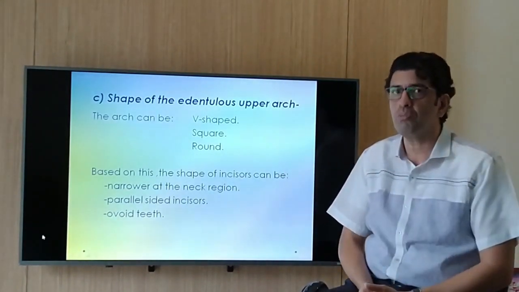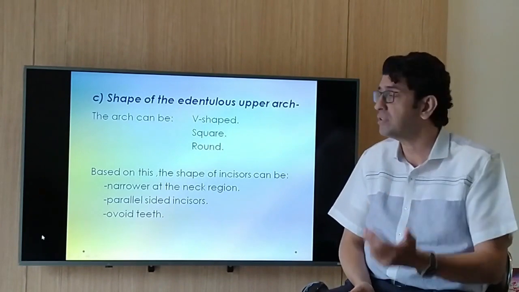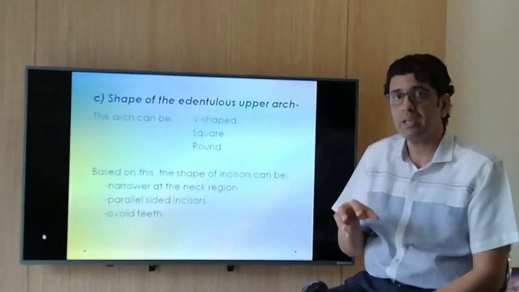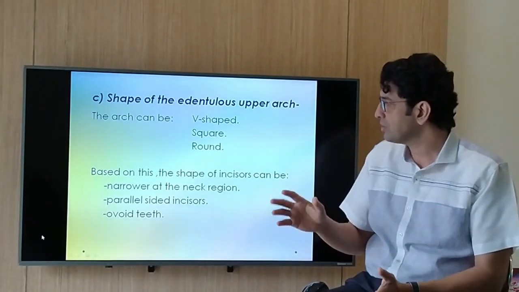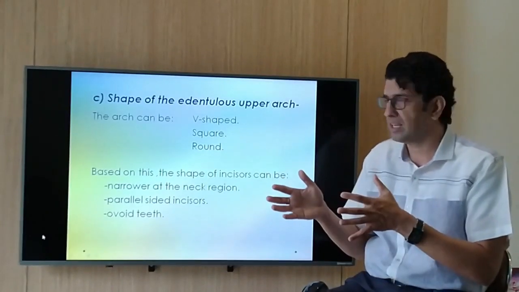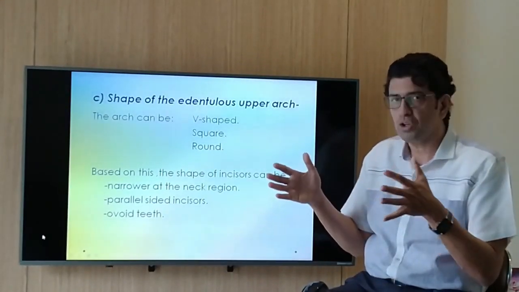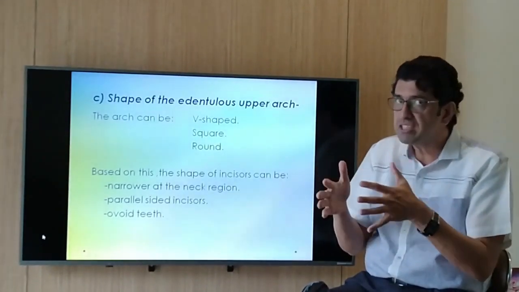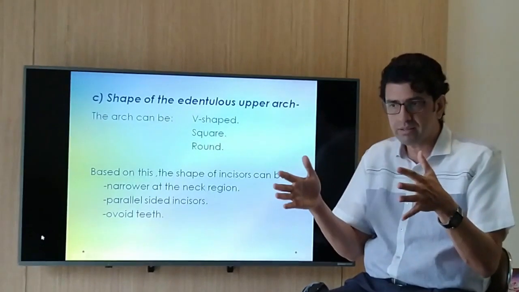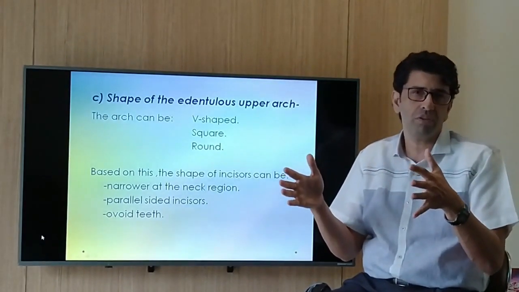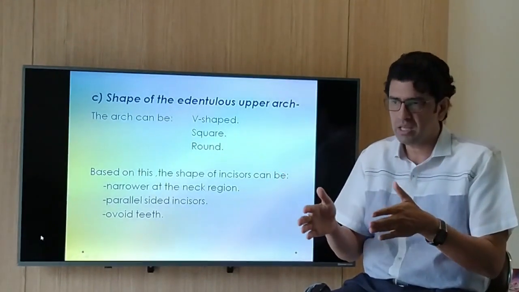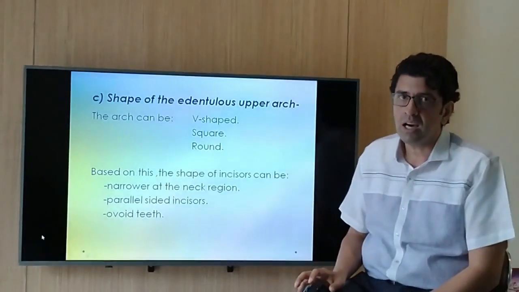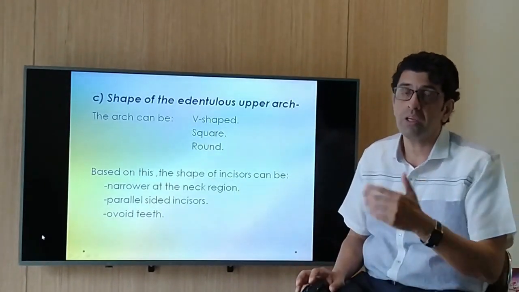The third thing we want to talk about was the shape of the upper edentulous arch. So the upper edentulous arch can be V-shaped, can be square, can be rounded. Based on this, you want to take the shape of the incisors. You may have teeth that are narrower at the neck region if you have a V-shaped arch, you may have parallel-sided incisors if it is a U-shaped arch, and if it's a rounded arch, you probably go for ovoid teeth. This is the way you select looking at the arch.